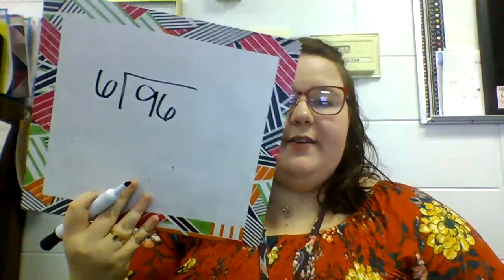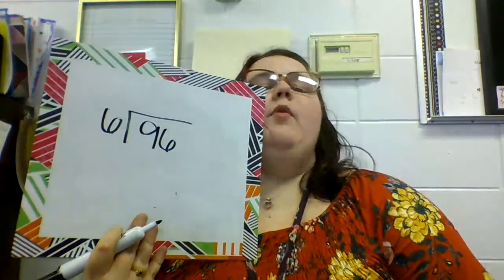So the next problem is 96 divided by 6. 96 divided by 6. So my first step, what goes into what? Well, 6 is going to go into 9. How many times? 6 can go into 9 one time. So I'm going to write the 1 on top. Then I'm going to multiply 6 times 1, which is 6, and subtract it under my 9. 9 minus 6 is 3.